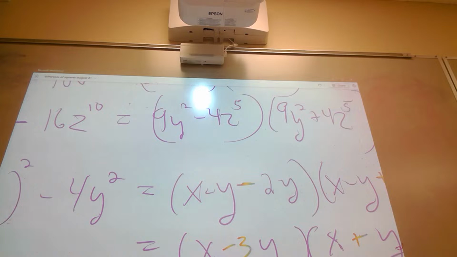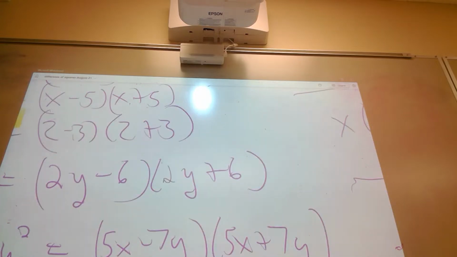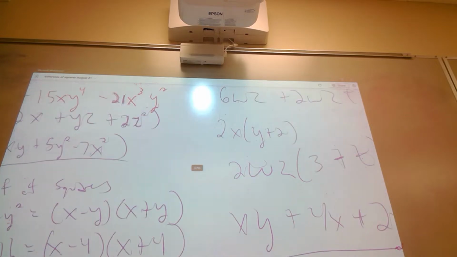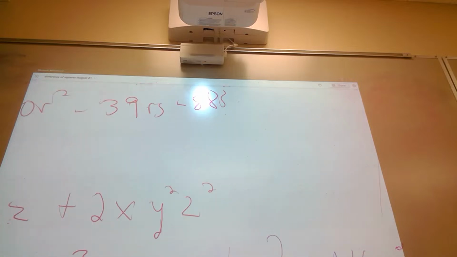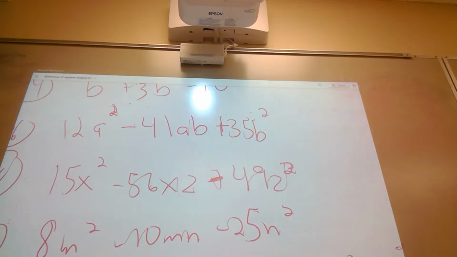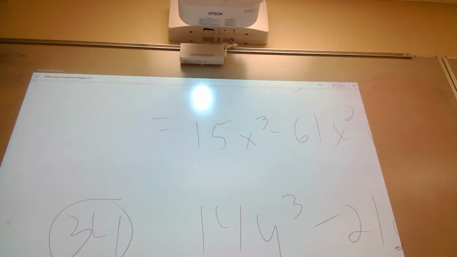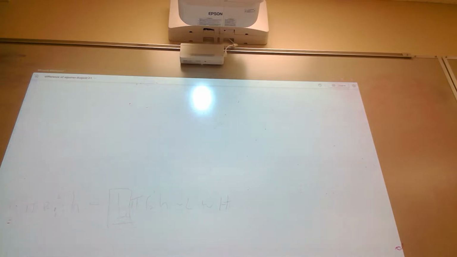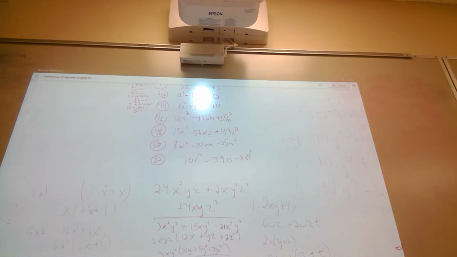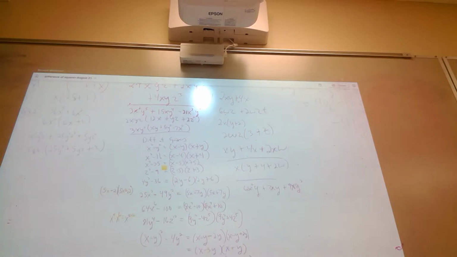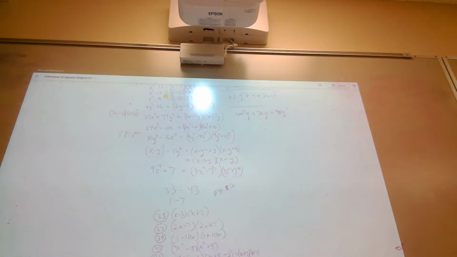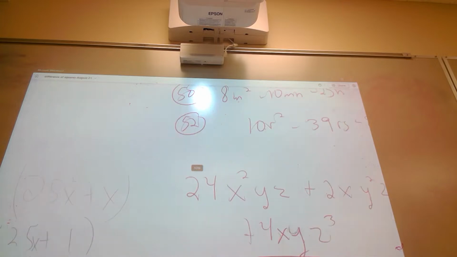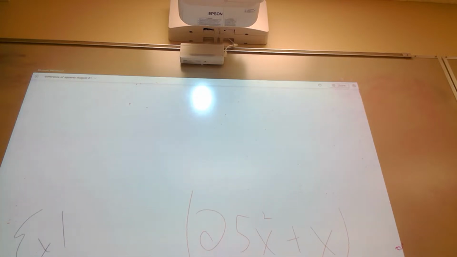Let's do, now we're going to do greatest common factor, which you should have also had in Algebra 1. Okay, so greatest common factor, you just pull out what the terms have in common.